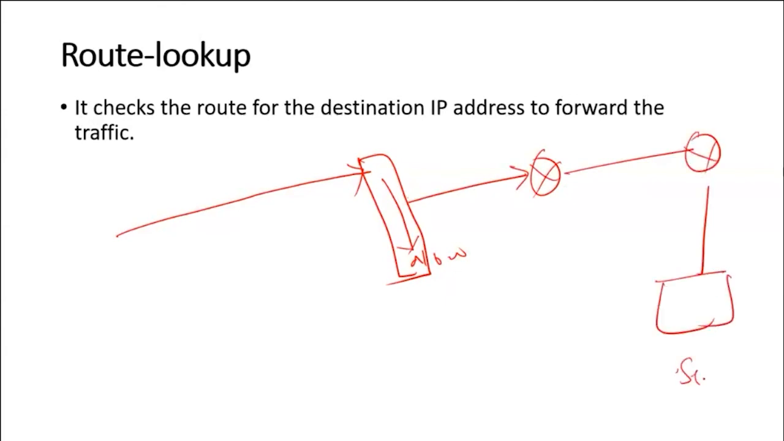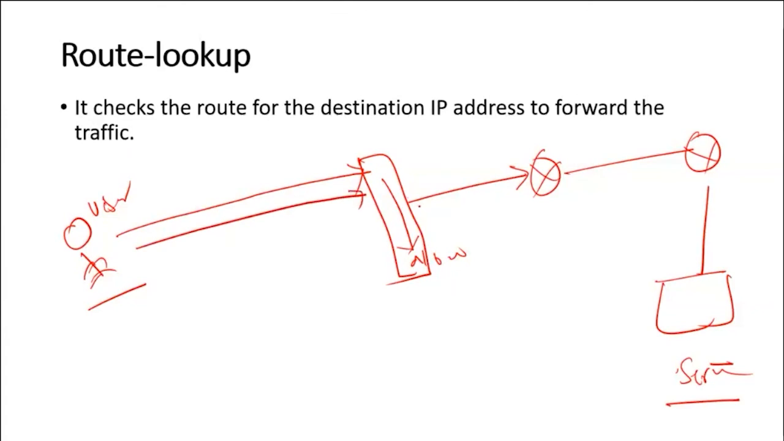Let me tell you. There is a server and some user. The user is trying to access this server. He has some IP address, and the server also has some IP address. The user came to our firewall and we have allowed the connection. Then our firewall should have some information stating where it has to forward the traffic. My work is done, and I have to give this work to someone else to transfer the traffic to the server. That's why the routing lookup, the routing table, comes into the picture.